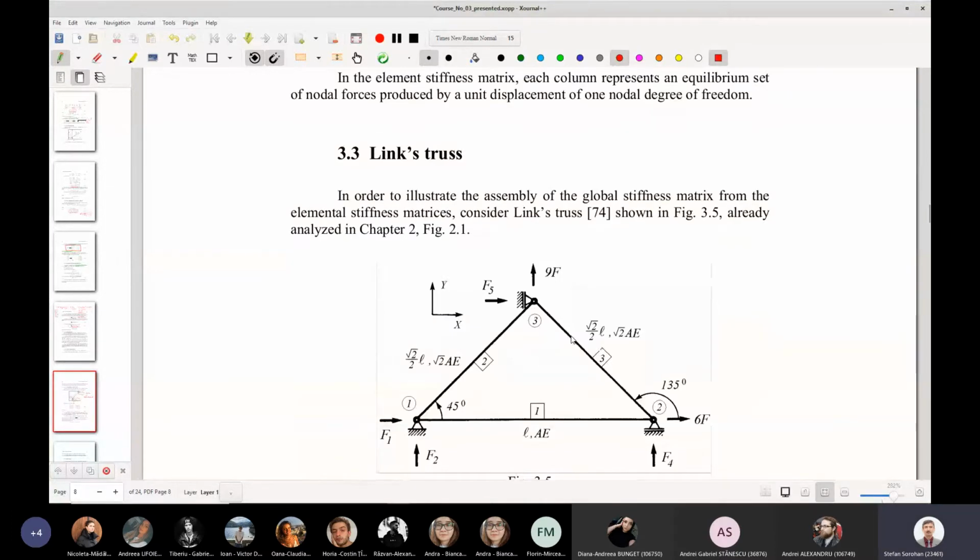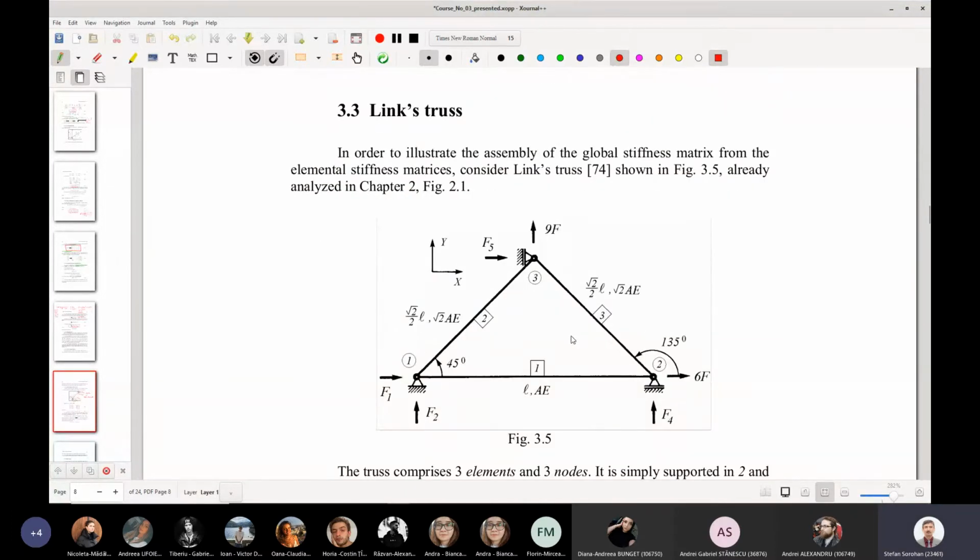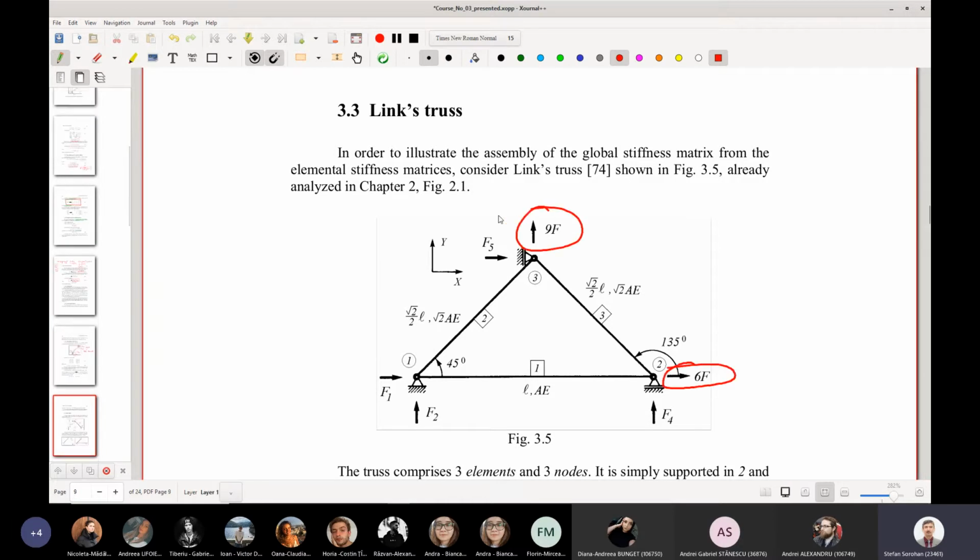So let's discuss the same problem as was solved last week. Please remember, we have three members, 1, 2, 3, and three nodes, 1, 2, 3. The external applied loads which are known are this one and this one. The remaining ones are reactions.